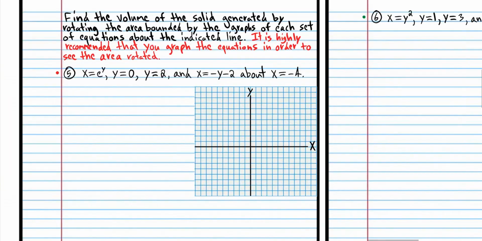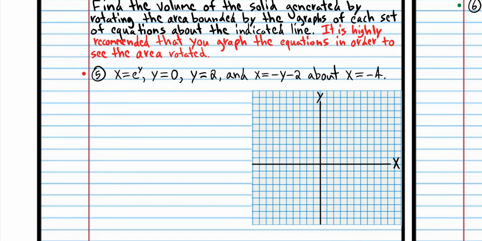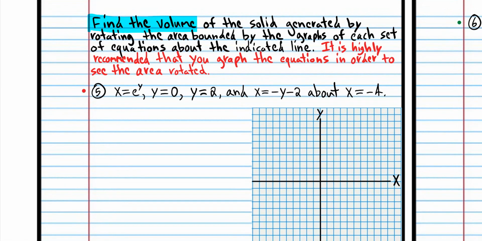So let's try one more of these together. It says, find the volume of the solid generated by rotating the area bounded by the graphs of each set of equations about the indicated line. So the indicated line would be x equals -4 in this case. So again, notice it's a vertical line, so we have to use a dy integral.